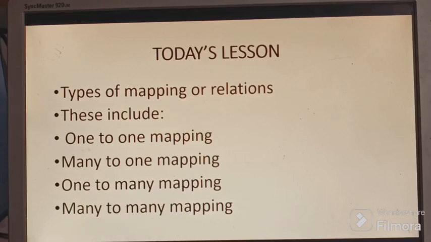So by the end of this lesson, everyone will be able to explain these types of mapping or relations, and also be able, given arrow diagrams, to identify one-to-one mapping, many-to-one mapping, one-to-many mapping, and many-to-many mapping. Alright, then let's begin.